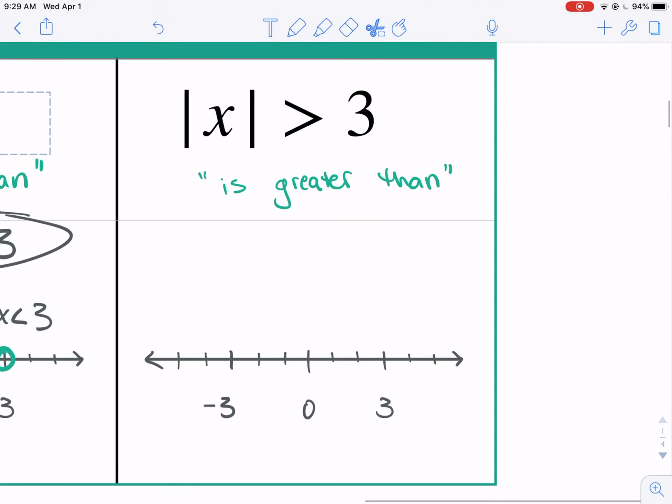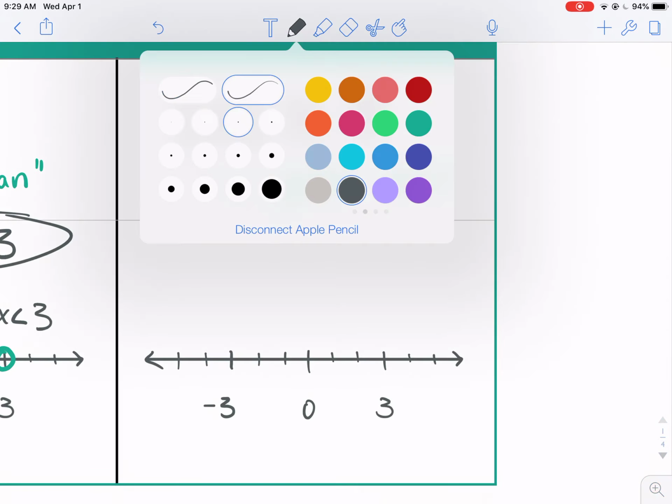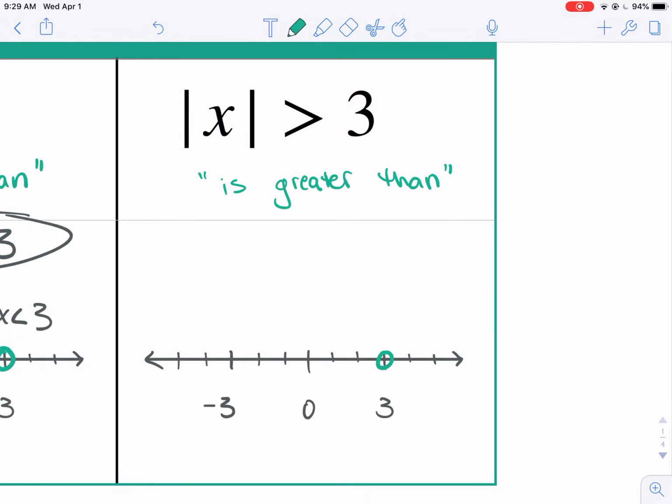So that's if you have an absolute value that's less than 3. What if you have an absolute value that's greater than 3? Well, then we'll want to find some numbers that are farther away than 3 is. 4 is farther away, and so is 5, and so is 6, and literally everything that's bigger than 3 has an absolute value that's also bigger than 3. So we can have any number x greater than 3.